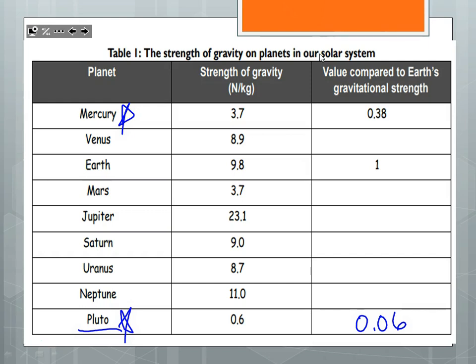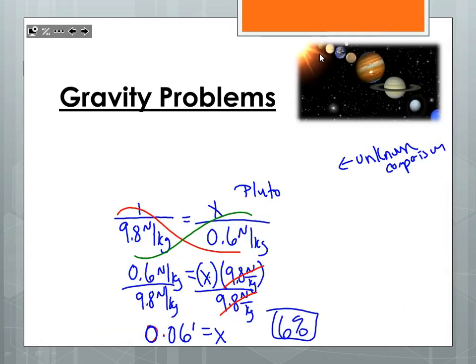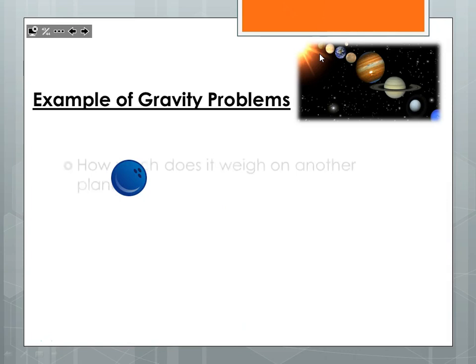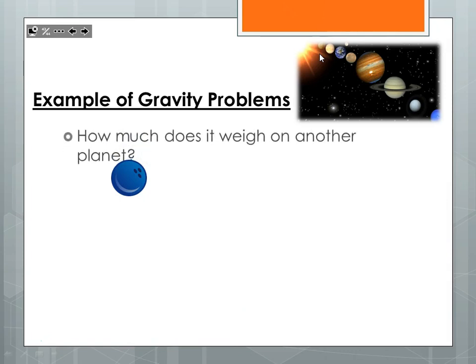Okay, so now your job is to find for Venus, Mars, Jupiter, Saturn, Uranus, and Neptune, and fill in the comparison. You have to do that in order to figure out questions 1, 2, 3, and 4. So let's do an example of how you're going to find the answer to questions 1, 2, 3, and 4.